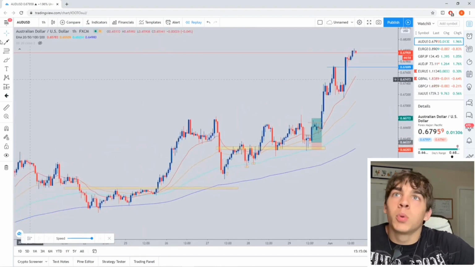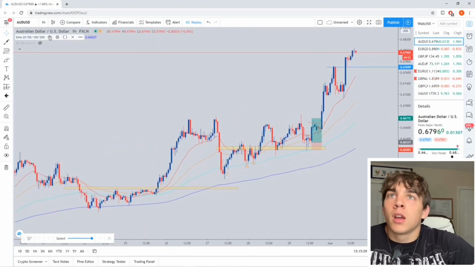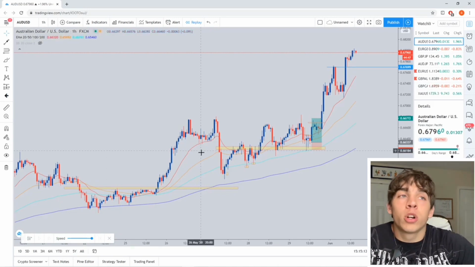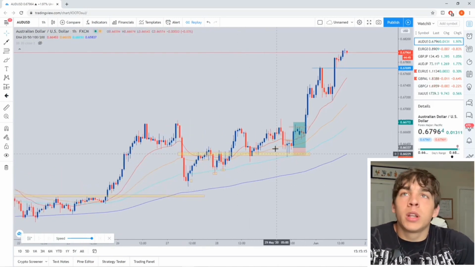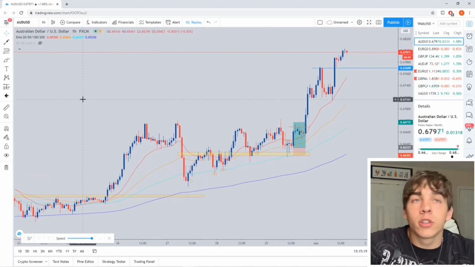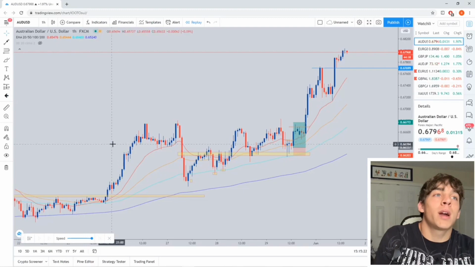So basically, we got moving average indicator on here, and that is going to be the 20, the 50, the 100, and the 200 EMA. That is what we're going to use in terms of indicators. Besides that, we're going to be looking at this trade purely based off of price action.